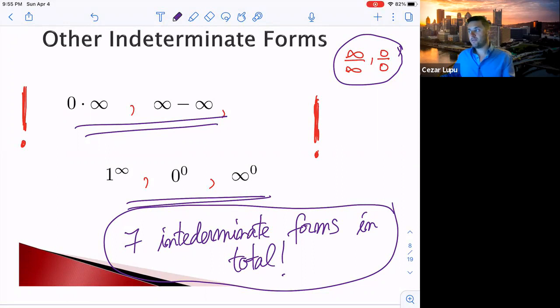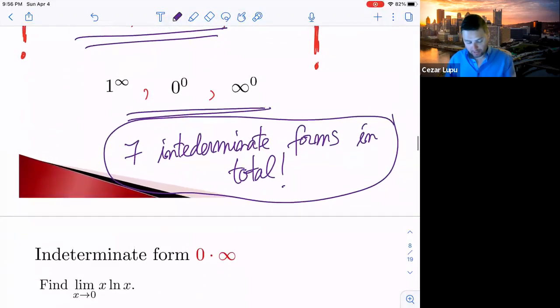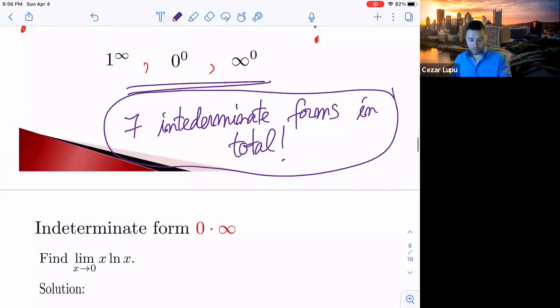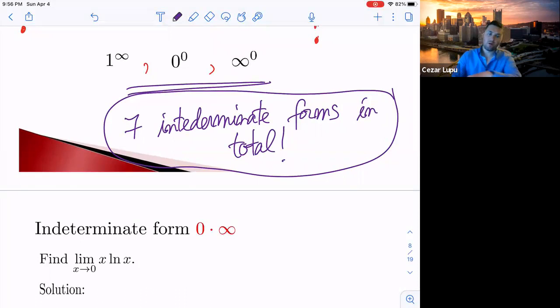The first example that I have in mind is the following. Look at this one here. We would like to find the limit as x approaches 0 of x times ln of x. Well, let's see. What do we have? It's clear that we're dealing with the indeterminate form 0 times infinity, because as x approaches 0, x will approach 0, and ln of x will approach, from the right, minus infinity. So we're dealing with the indeterminate form 0 times infinity.